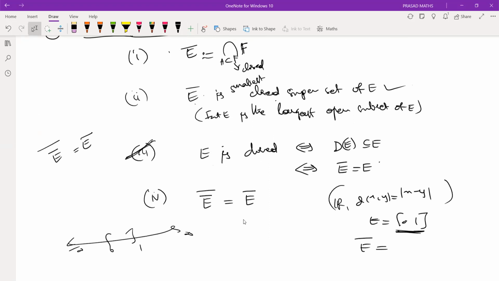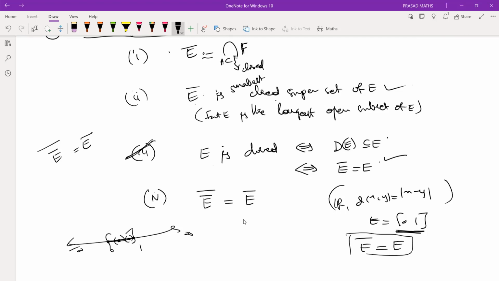Yes, because it contains all its limit points. 0 belongs to the set and it is a limit point. 1 also belongs to the set and it is a limit point. Therefore, every limit point is a member of the set, so it is a closed set. By property 3, E closure is itself. No need to find the union of the derived set of E; that is a waste of time. Whenever E is a closed set, the closure of the set is itself.